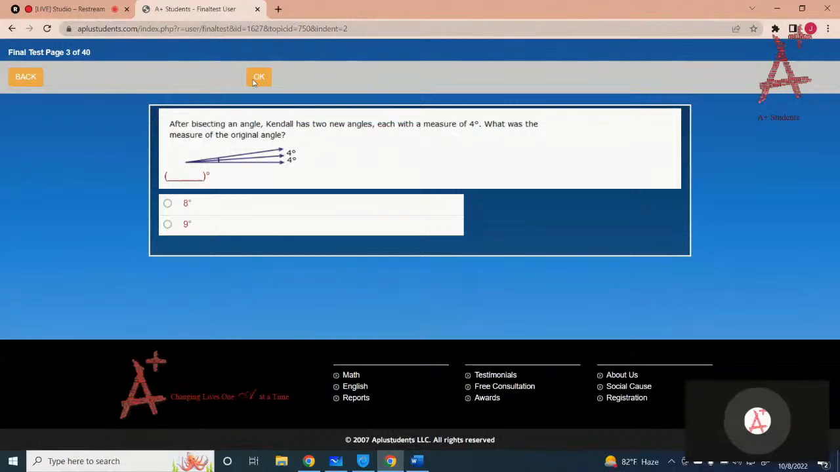After bisecting an angle, Kendall has two new angles, each with a measure of 4 degrees. What was the measure of the original angle? When you bisect an angle, the angle is divided into two equal parts. Got it? So the two equal parts are 4 and 4 degrees. That means the angle is 4 plus 4, which is 8 degrees. Got it? The angle is actually 8 degrees.